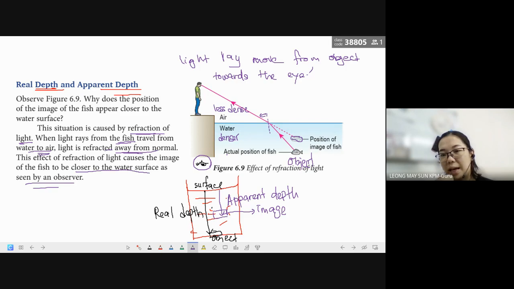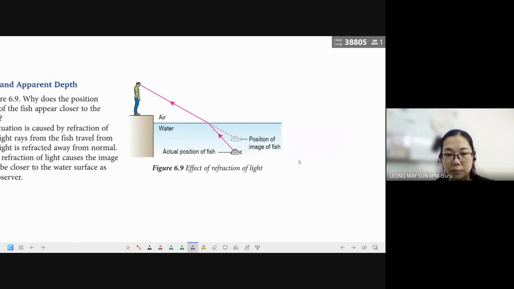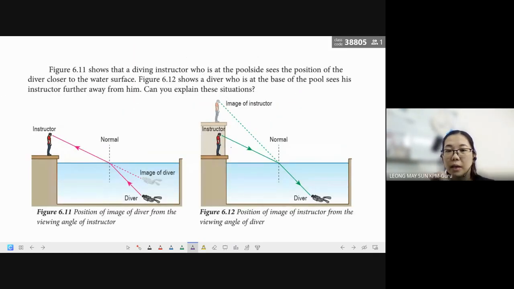So when we see in a straight line, we see that as though the fish is located somewhere higher because of the way that the light bends. So we thought the fish is at a higher position. But the actual position is much deeper. Okay, clear regarding this? All right. So in this picture, why they put these two pictures inside the textbook is because they want to show who is looking at who. If the instructor is the observer, then the diver is the object.